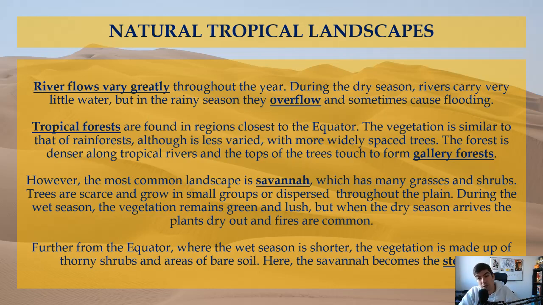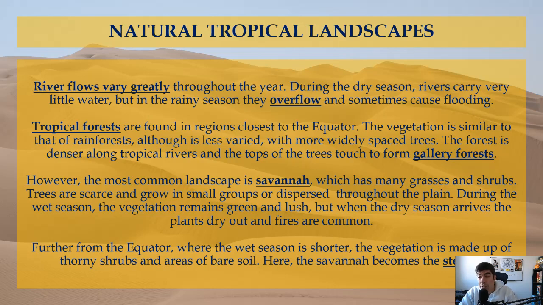However, the most common landscape in these areas is the savanna, la sabana, which has many grasses and shrubs and some scarce trees grouped in small units, okay, throughout all this plain. And in the wet season, the vegetation remains green and lush, but when the dry season arrives, the plants dry out and fires are common. This is the landscape we see, for example, in The Lion King.